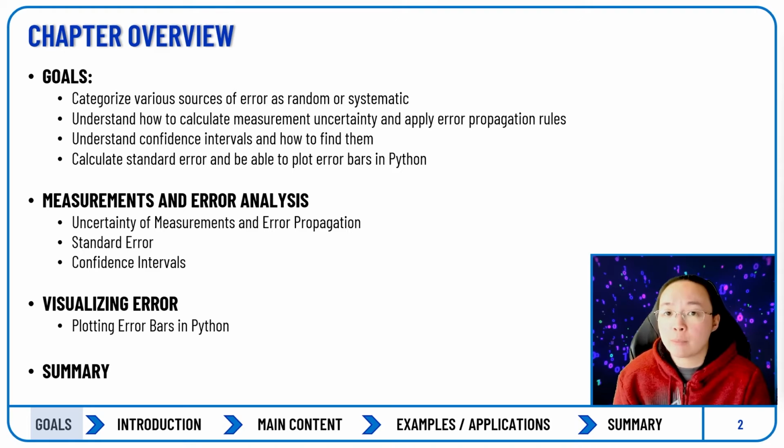After that, we'll be able to move on to statistics and data analysis. To start off this chapter, we're going to go through how to categorize various sources of error as random or systematic. That's very important moving forward. Then we're going to take a look at how to calculate uncertainty in measurement and how to apply error propagation rules for uncorrelated variables. Then we can understand confidence intervals, how to find them, and then take a look at how to plot error bars in Python. So that's exactly the order we want to go through for the next few slides.